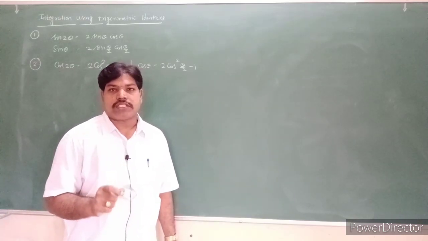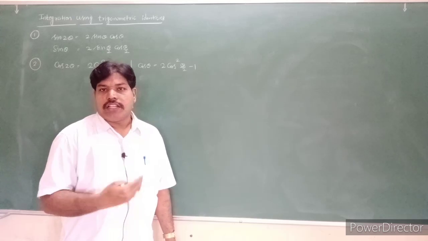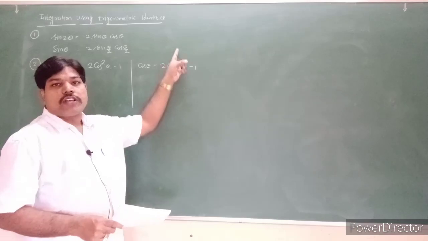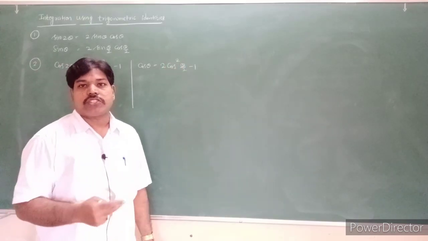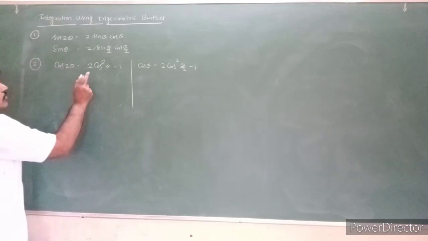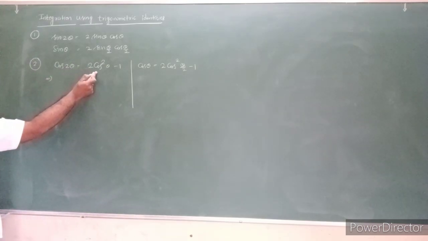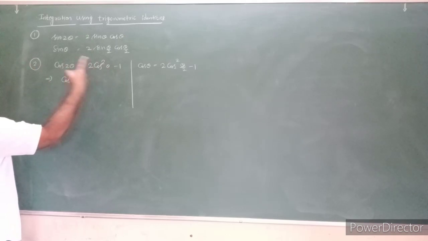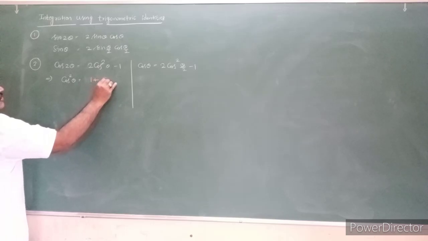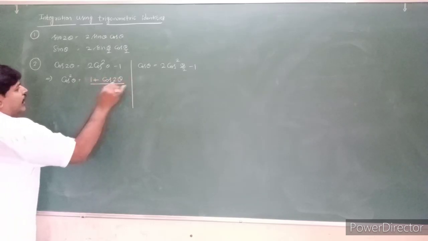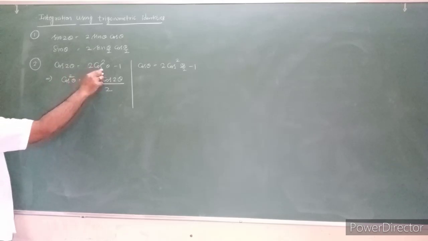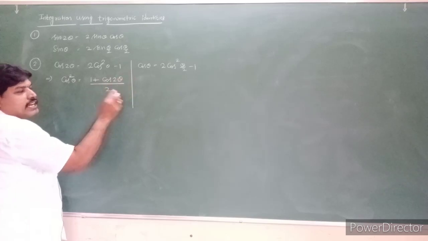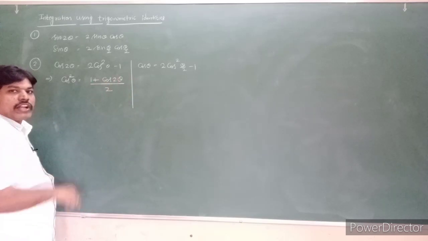These are very important formulas we are going to use directly in the integration problems. What is the cos theta formula? 2 cos square theta by 2 minus 1. And from this, cos square theta is equal to, taking the minus 1 to this side, 1 plus cos 2 theta by 2. Cos square theta can be written as 1 plus cos 2 theta by 2.